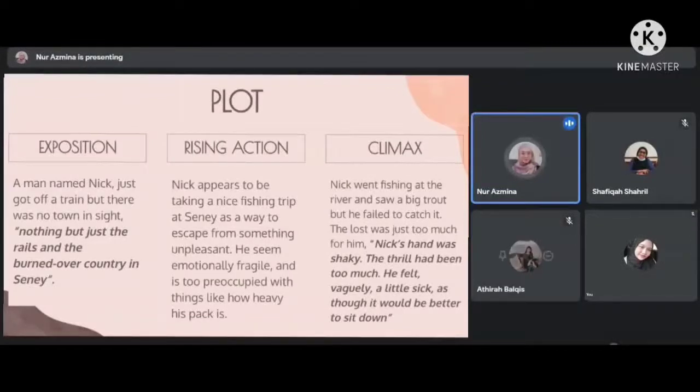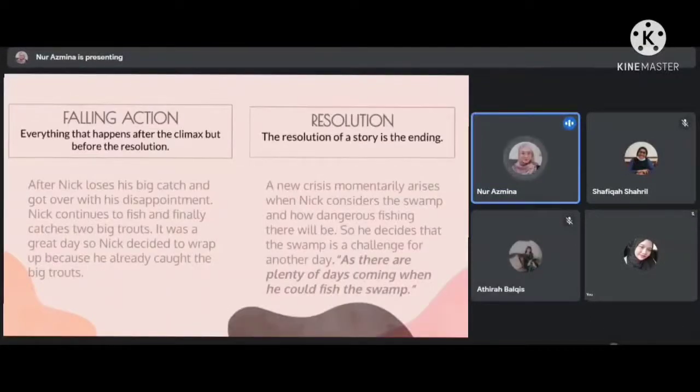Next is the falling action. Falling action is everything that had happened after the climax but before the resolution. Here, after Nick loses his big catch, he got over his disappointment and continues to fish and finally caught two new trout. So he decided that it was a great day to wrap up as he had already caught the two new trout. So lastly is the resolution.